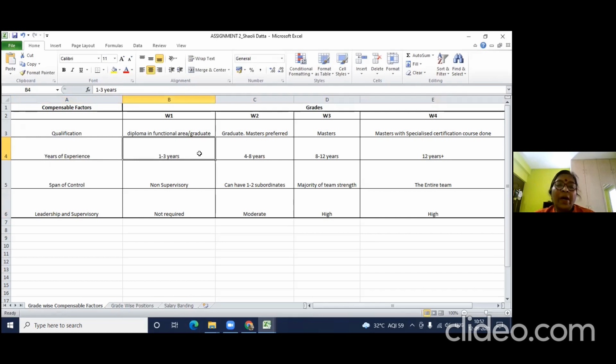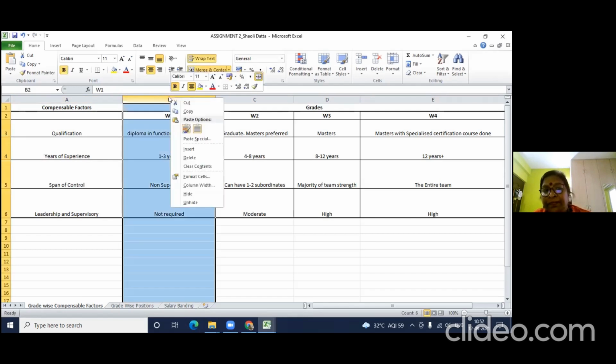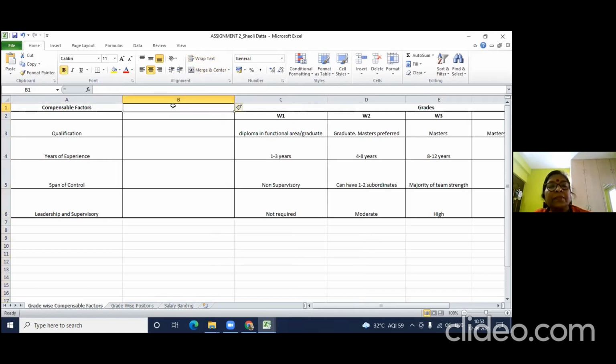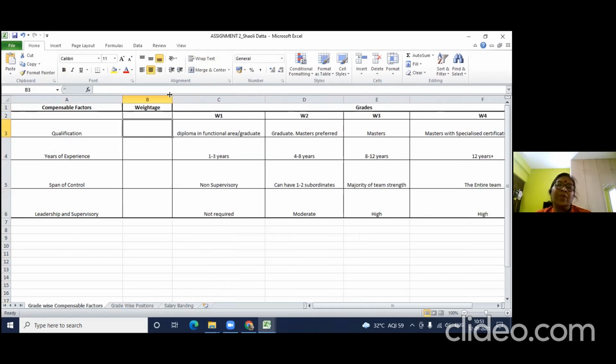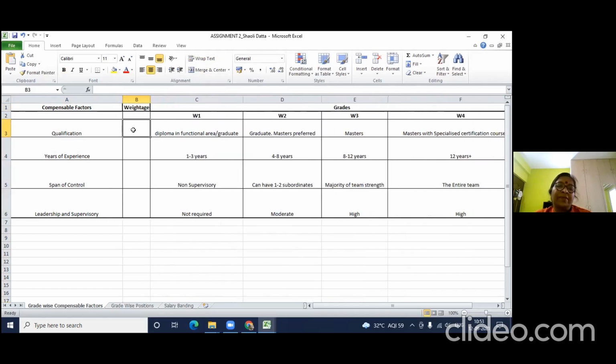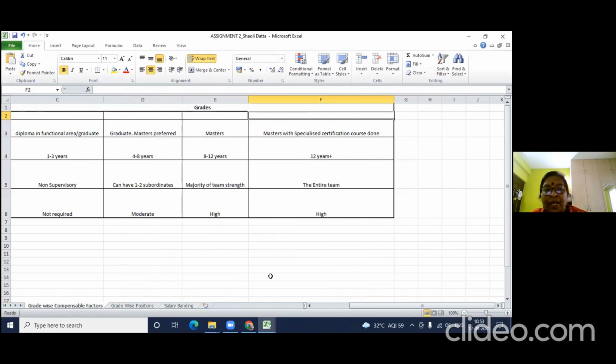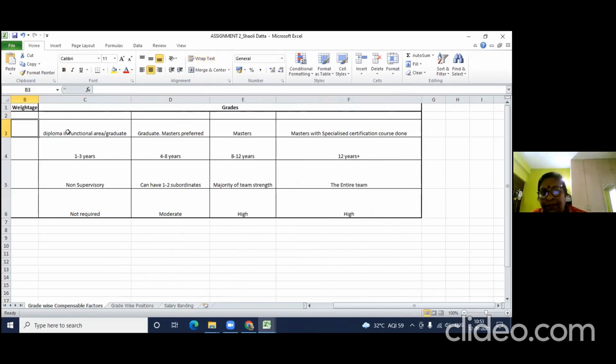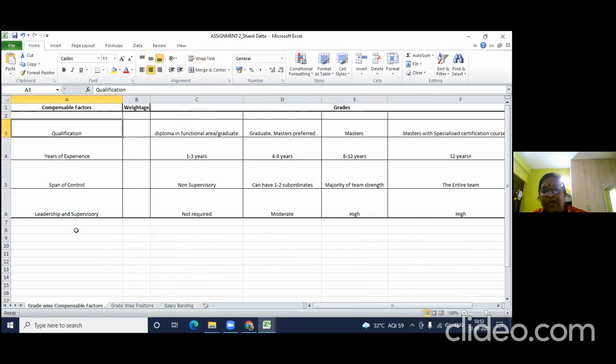Now, make a column between A and B for you to do the weightage also. You can reduce the width of that column. That's good enough. Now, delete your grades. Delete W1, W2, W3, everything. Step 1, compensable factors. For your help, you can write it anywhere. That is your step 1.